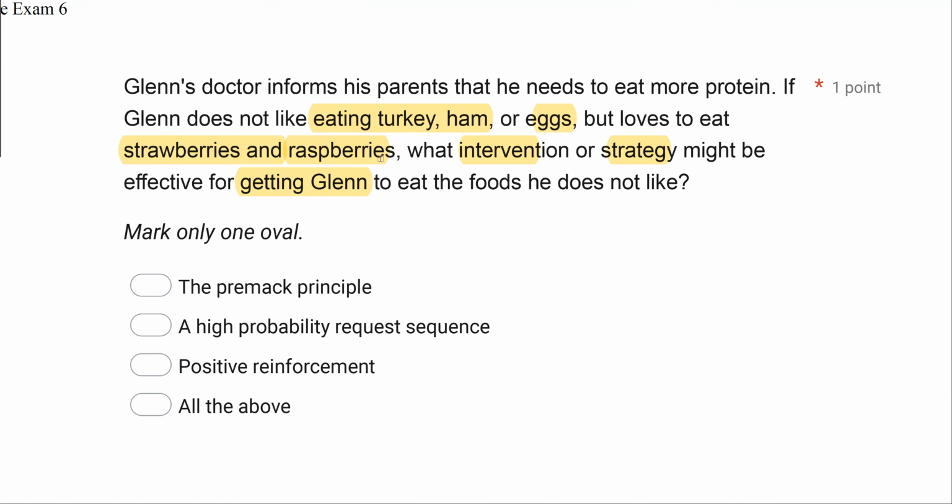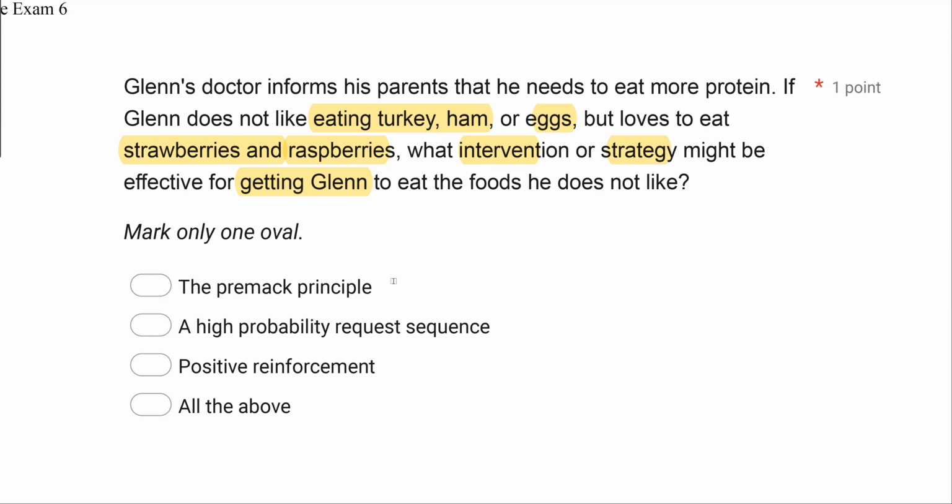He loves strawberries and raspberries, so they could potentially work as reinforcement. He hates turkey, ham, and eggs. What can we do to get him to eat more turkey, ham, or eggs? A, the Premack principle. What does the Premack principle say? The Premack principle says using the opportunity to engage in a high probability response, or a highly preferred response, in this case, eating strawberries and raspberries, as reinforcement for engaging in the less preferred response, like eating turkey or ham, is the Premack principle. So if we told Glenn, you can eat strawberries and raspberries, first you need to eat turkey, ham, and eggs, we'd be utilizing the Premack principle. A seems like a good strategy.